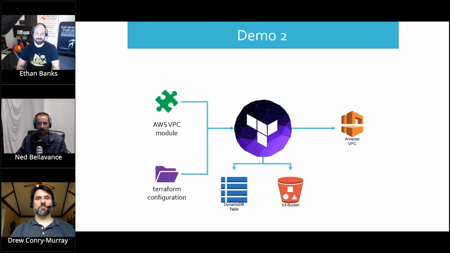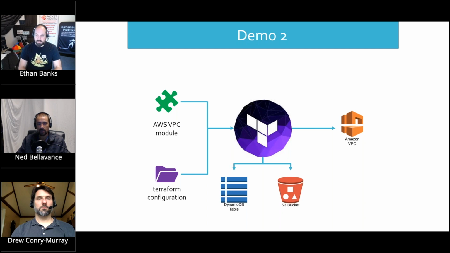So the second demo that I wanted to show is using the module and using remote state. So I'm going to pull down AWS's official VPC module and also merge that with the Terraform configuration. And then I'm going to be storing the remote state in an S3 bucket. So if anybody's not familiar with AWS, S3 is their simple storage service. It's blob or object-based storage. So it's going to drop the remote state file there.